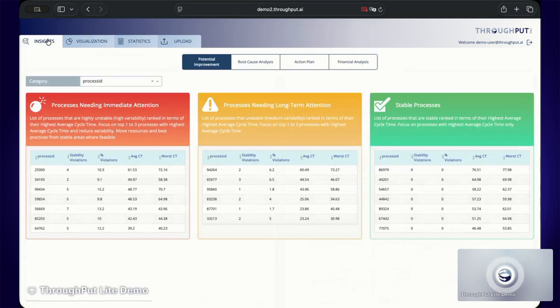But most importantly, you should focus on the insights that are provided. Here, what you'll see is the processes that need immediate attention because they have a variability issue, processes that require long-term attention, and finally the stable processes. They may have very high average and worst cycle times, but they may be relatively stable according to the process design capabilities. You could also look at it for the tools, as I mentioned.